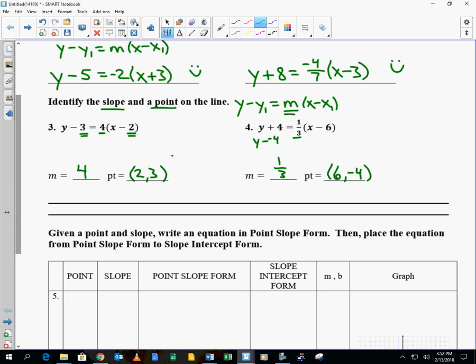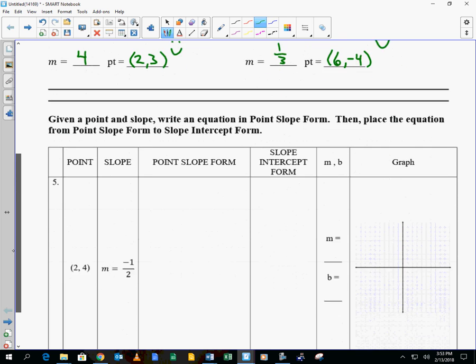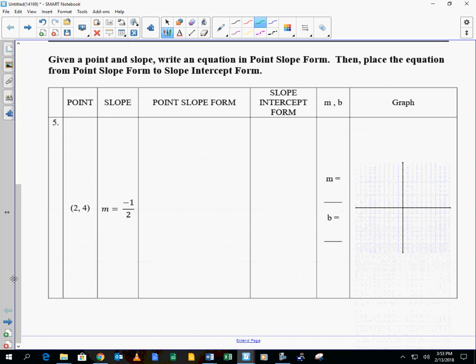You want these to be excellent problems. You want these to be ones that you feel like you can get those all the time. Okay? Because those are foundational to be able to do what we want to do next. And that is this step. Given a point and slope, write an equation in point-slope form. Then place the equation from point-slope form into slope-intercept form. And that's our goal for today.